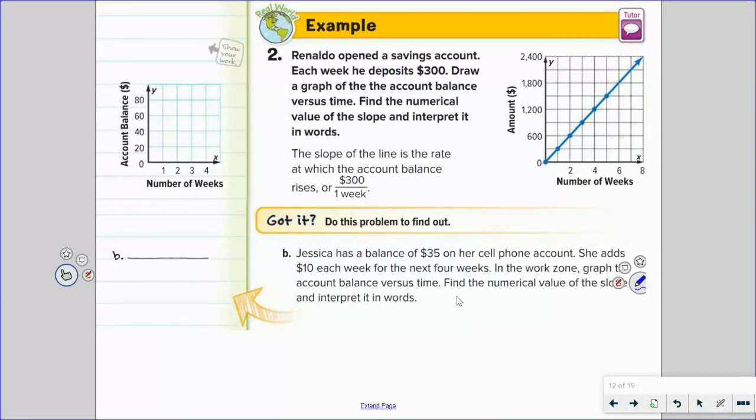Another example right here, comparing dollars to weeks. Pause if you want to read your way through this, but the slope of it, $300 every week, $300 every week, $300 every week. It is a constant change, of course.